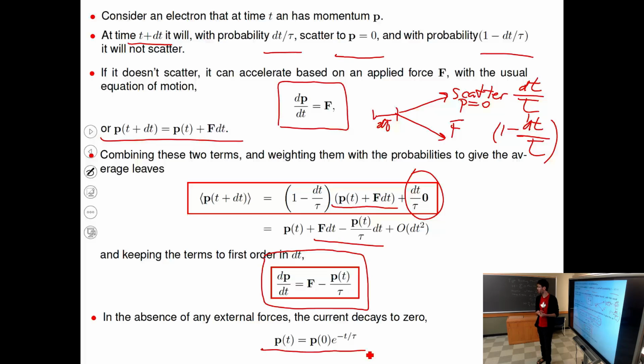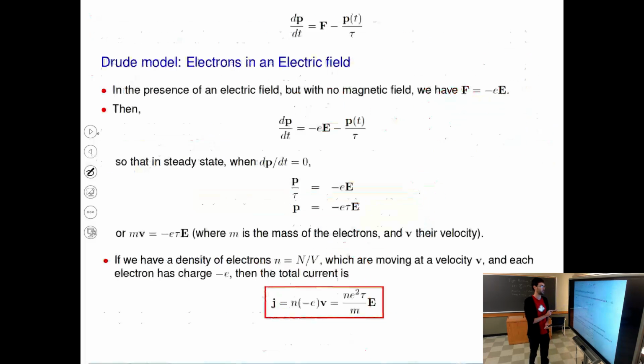And so this is perhaps an artifact of this model, that the current decays, but it is also true that the average momentum will go to 0 for a system of electrons once there are no forces acting on them. So even if there is some non-zero average momentum, after a time electrons will randomize their motion and momentum will go to 0. But in this model, they explicitly lose their momentum. They just become equal to 0. So here is this equation for momentum and what happens to it.